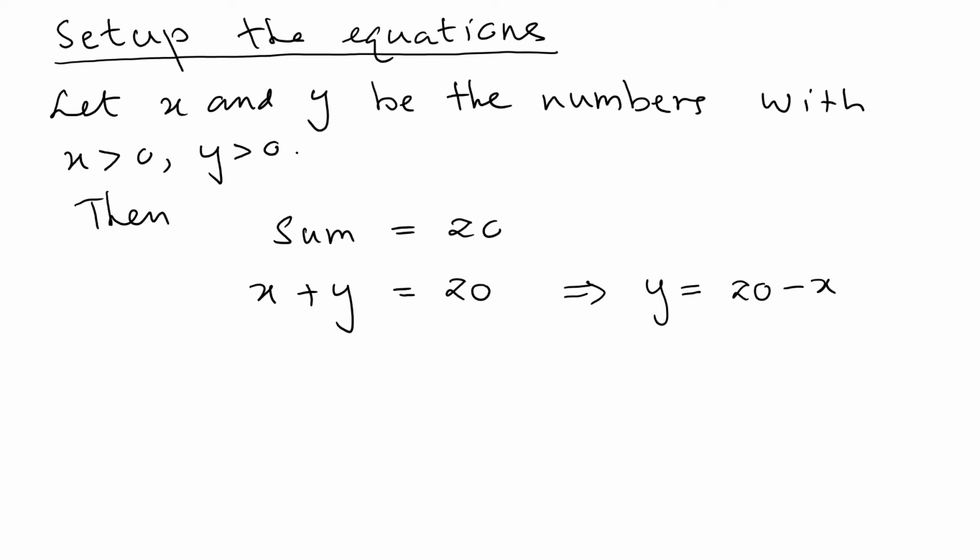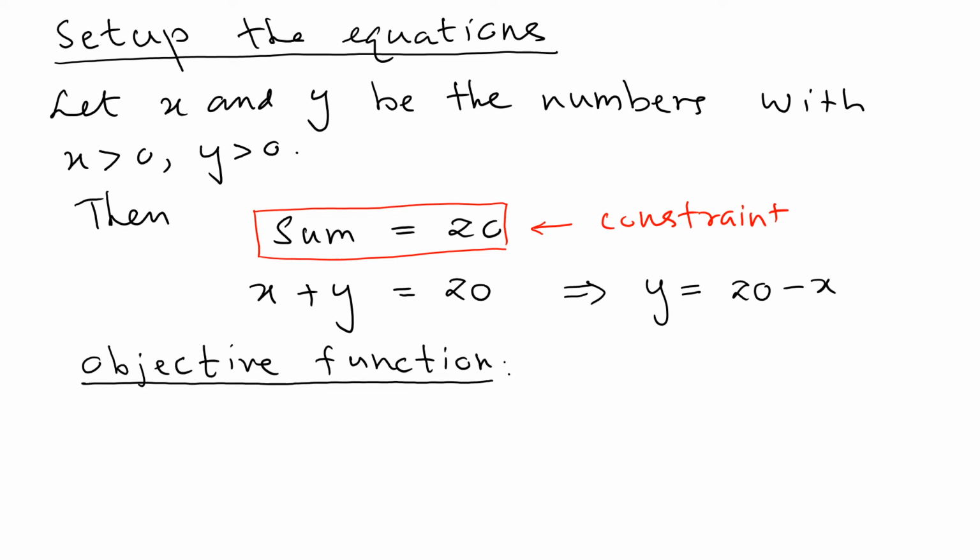Okay, now we can write what they call the objective function. First, the constraint that we have: the sum is 20. That's the constraint, and we're going to rewrite it using the variables. Now let's have the objective function. The objective function in this case is the product, because that's what you're trying to maximize or minimize. That's what we normally call the objective function.